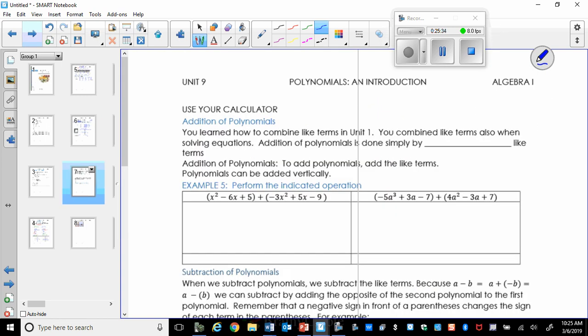All right. Now, you have learned how to combine like terms in units 1 and 2. You combine like terms also when solving equations. When you're doing addition of polynomials, it's done simply by combining.